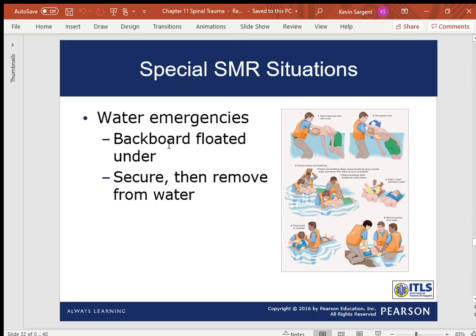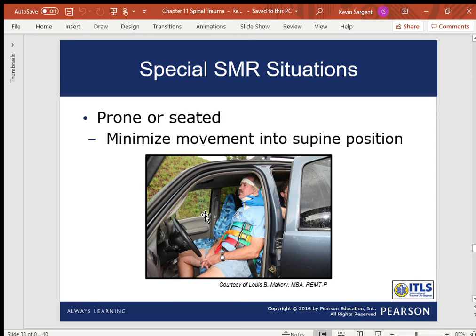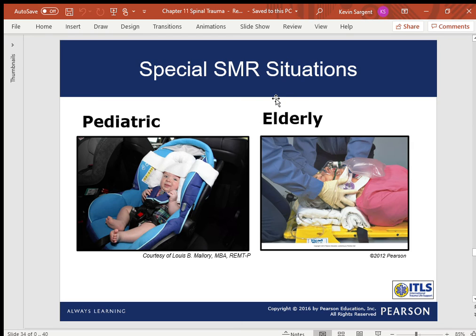But backboard is basically you hold C-spine and the backboard is floated under the person. And then you remove the patient from water. Prone or seated, minimize movement. This shows the use of the KED vest. Someone needs to hold C-spine while this whole process is going on. C-spine will be held whenever you do spinal motion restriction on all patients until the procedure is completed. Here's an example of pediatrics.